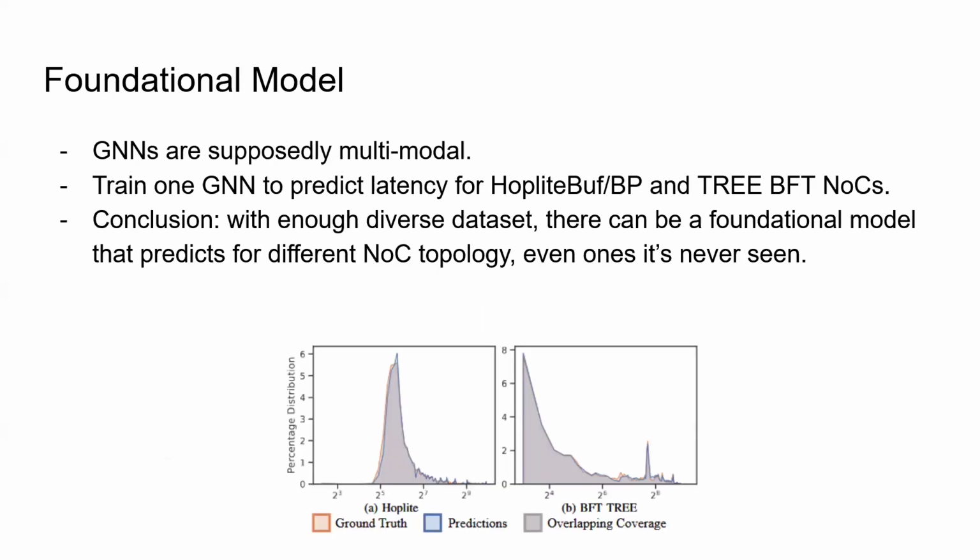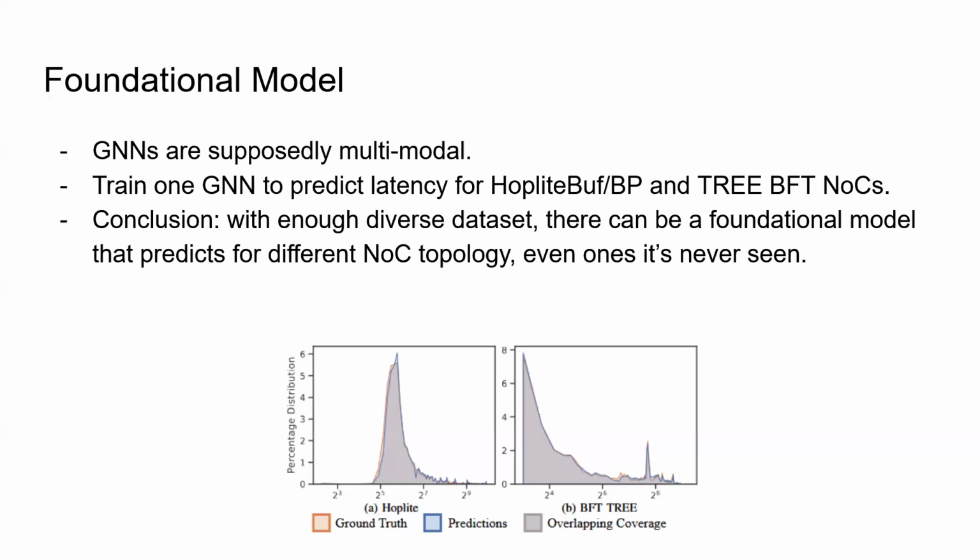So the last experiment they did was testing the possibility of having foundational models. What this means is GNNs are supposedly multi-model. That means you can have one GNN that predicts latency for different types of NoC architectures, as long as your data set has enough diverse data. It could technically even predict ones that you never showed it. They didn't experiment with that.